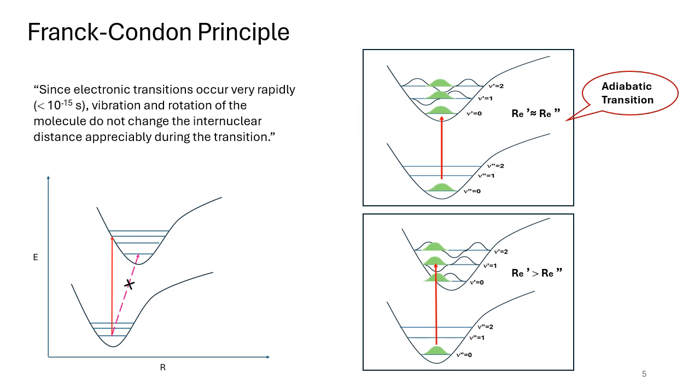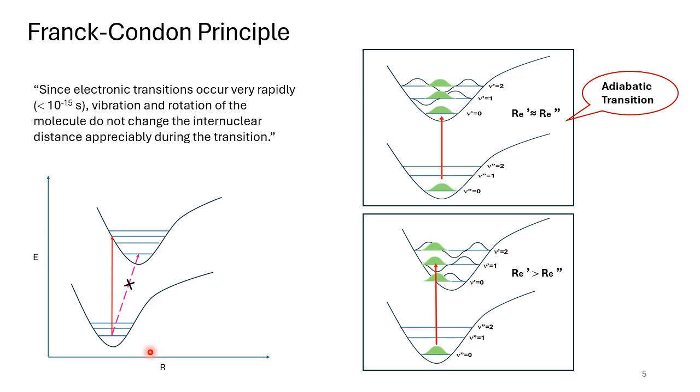Now these electronic transitions follow the Franck-Condon principle, which states that as the transitions are very rapid or very quick, only electronic transitions occur, but the internuclear distance does not appreciably change. So these are the harmonic potentials and these are the vibrational levels in these particular states. And we know that molecules are more likely to reside in the lowest vibrational level of the ground state.